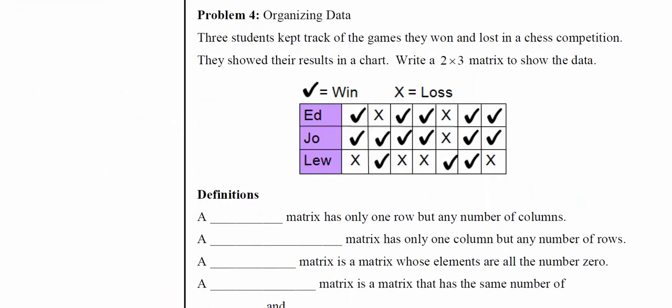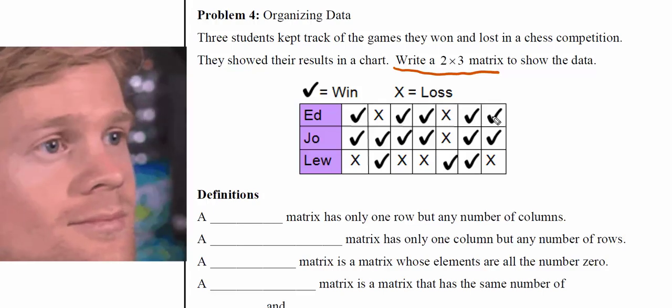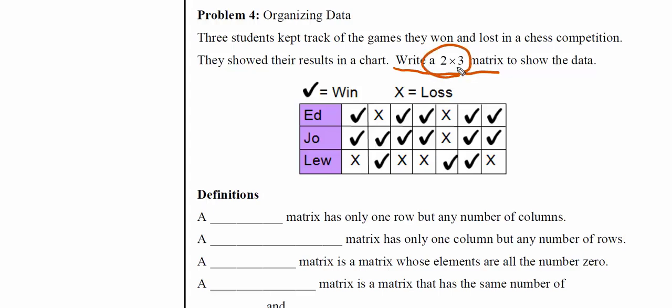For problem 4, we have a win and loss table. It's asking that we express the results in a 2 by 3 matrix. Now if you look at this right now, in the way you see it, you would think that this is a 3 rows and 7 columns. But this is not how this works out. We want to go ahead and write this as a 2 by 3. It's asking for a 2 by 3, not a 3 by 2. So 2 by 3 looks like it's going to have 2 rows and 3 columns.